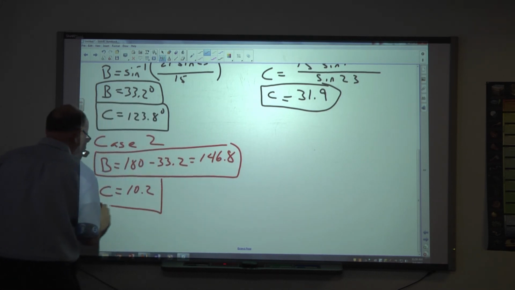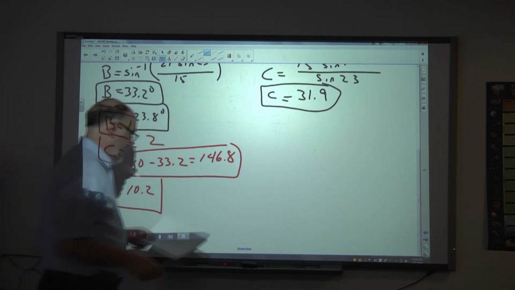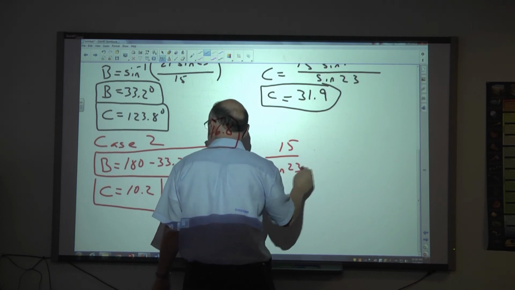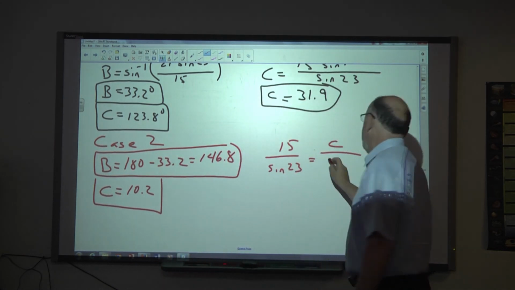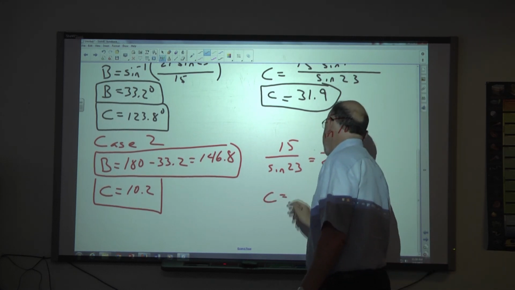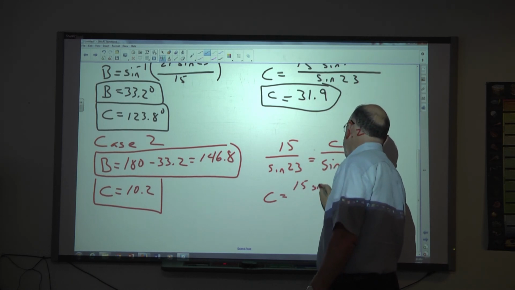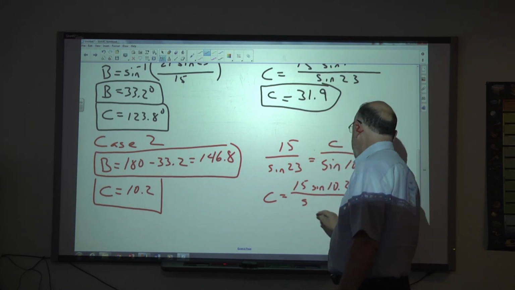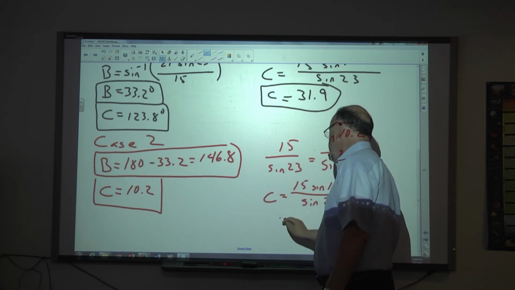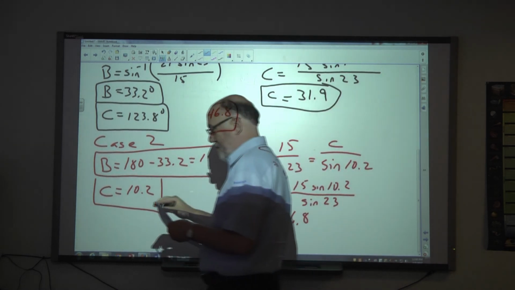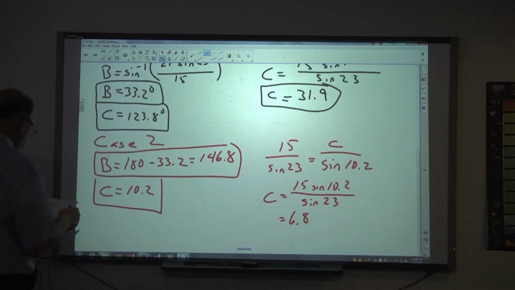And then it's a matter of finding the new side C. And so 15 over the sine of 23 is going to be C over the sine of 10.2. And again, cross multiply and divide. So 15 sine 10.2 over the sine of 23. And we get that our new side C is going to be 6.8. So we have everything in regards to case 2.